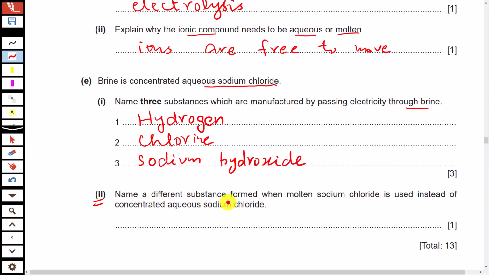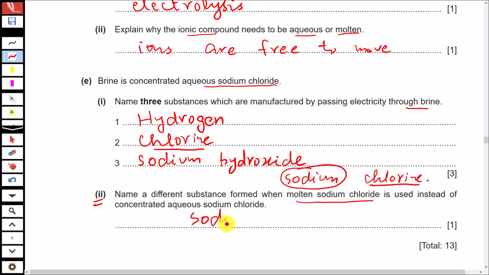Name a different substance formed when molten sodium chloride is used instead of concentrated aqueous sodium chloride. When molten sodium chloride is electrolyzed, we get sodium metal and chlorine gas. So chlorine gas was already being produced, so the product that is different is sodium, because in case of electrolysis of brine we got hydrogen, and now in this case sodium is obtained here.